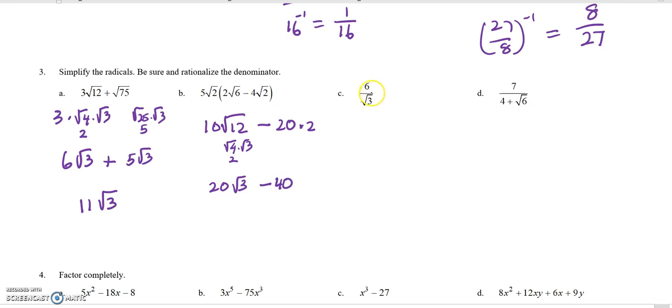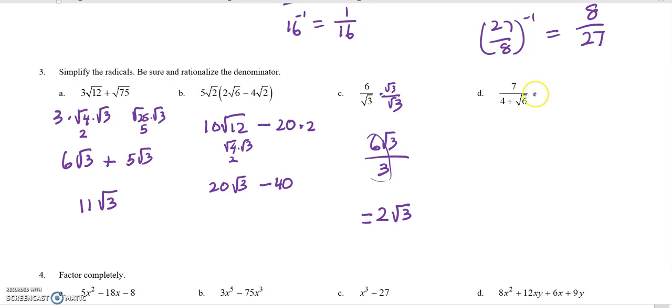Here we cannot cancel. This is a non-radical, this is a radical. So we're just going to multiply the top and bottom by root 3. We get 6 root 3 on top. Root 3 times root 3 is 3. Now these we can cancel, and we get 2 on top. So 2 root 3 is our final answer.